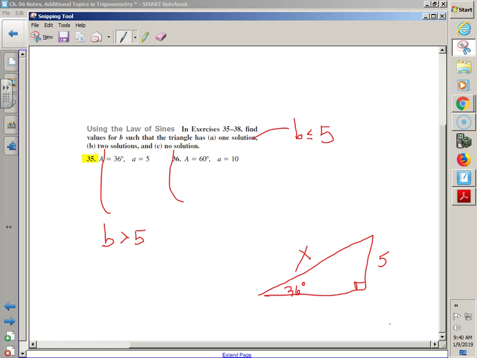But if we do sine of opposite over hypotenuse, it's going to be a little bit weird, because we're going to have sine of 36 is equal to 5 over x. We're going to have to multiply by x and then divide. Can someone get me that number? What's sine of 36? Well, 5 divided by sine of 36.